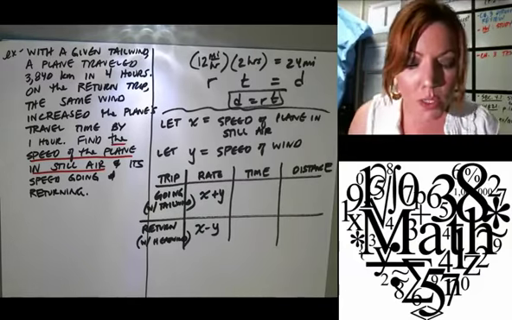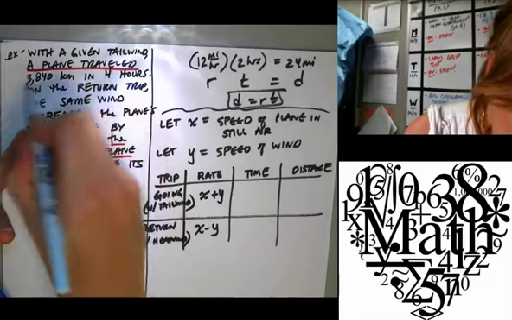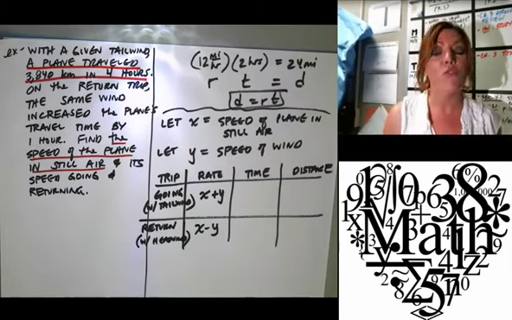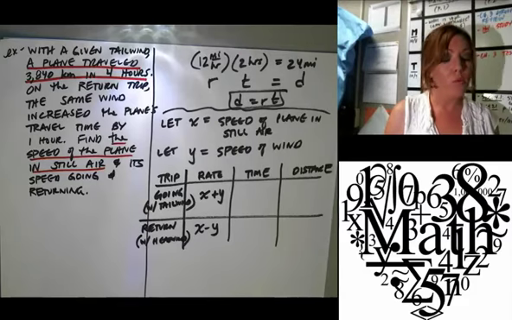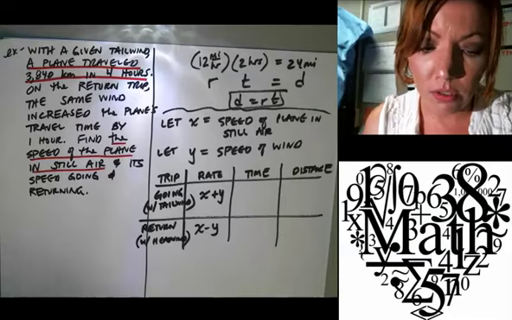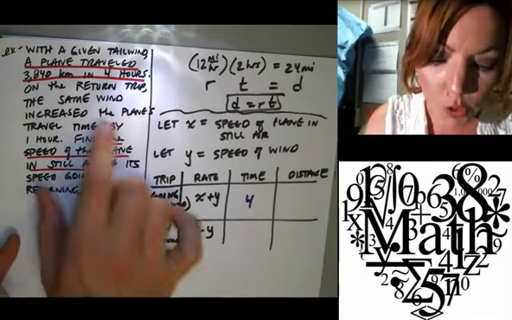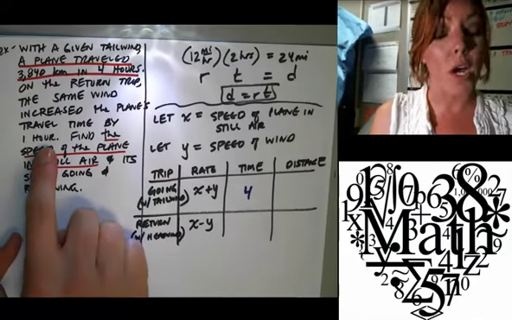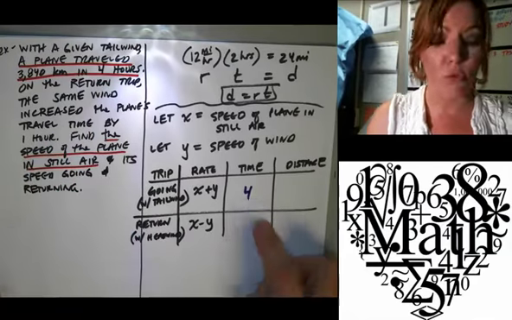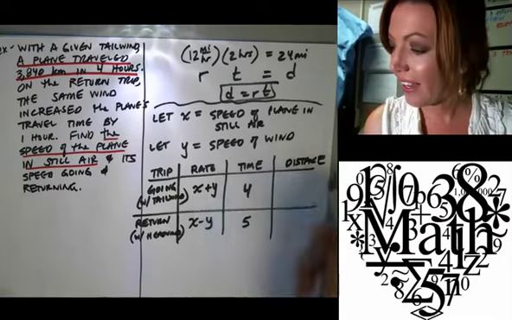All right. So it says here, with a given tailwind, the plane traveled 3,840 kilometers in 4 hours. Okay? So what am I putting in here for the time? 4 hours for the trip going there. And then it said that on the return trip, the travel time increased by 1 hour. So what's 1 hour more than 4 hours? That's good, 5 hours.